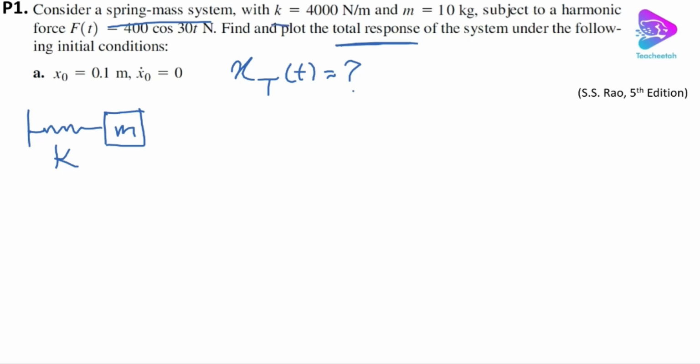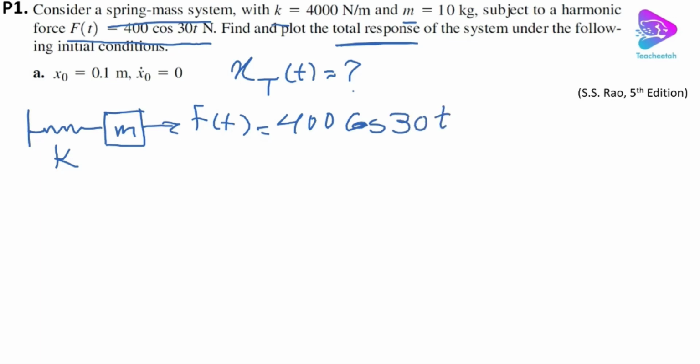Both K and M are given, and we have a harmonic force which is given. So F(t) is basically, this is F(t), and we know the function. The amplitude is 400 cos, and the frequency of excitation is 30 radian per second. And as you see, the unit is Newton, so everything is good.